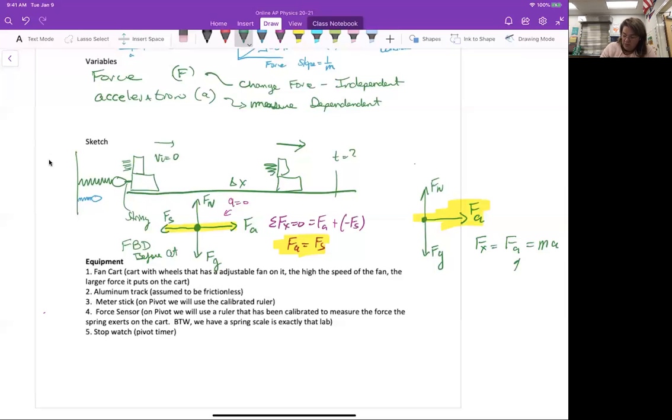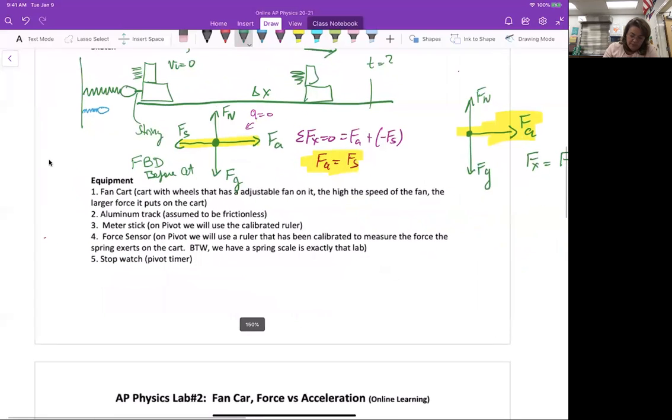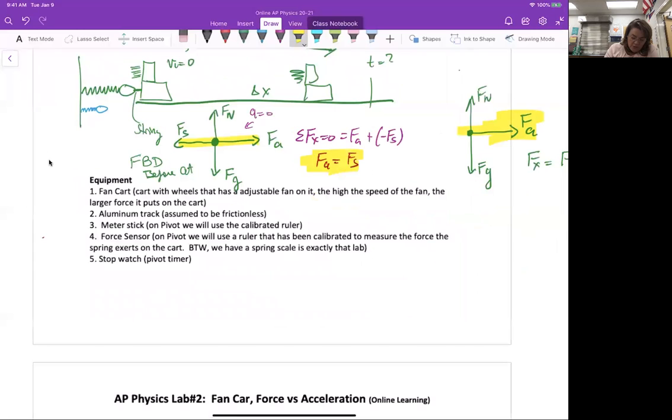So whatever that value is, in newtons, I can then record that data, right? I know now that that's what's causing the acceleration. Okay, so there are the 2 free body diagrams: before I cut the string and after I cut the string. All right, moving on. What kind of equipment do I have?